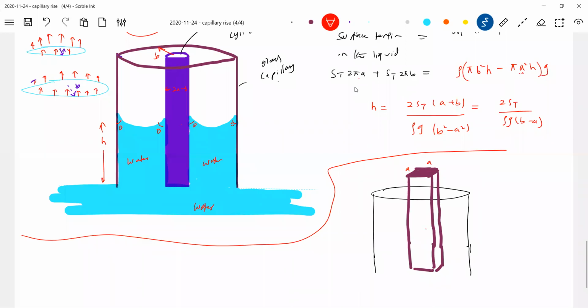You should not call it a cylinder, better you call this a cuboid, no? This is a glass capillary. Rectangular rod, I write it. And the water will rise to a certain height. These are the ways in which numericals will be tested for you.